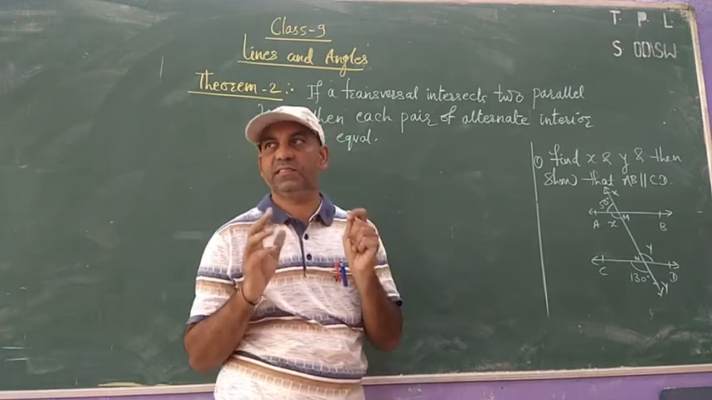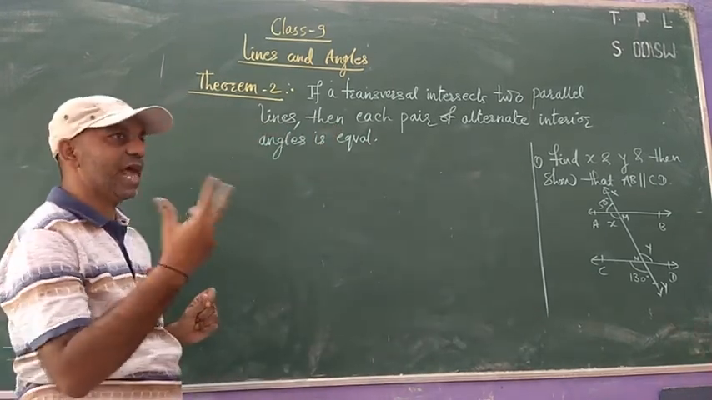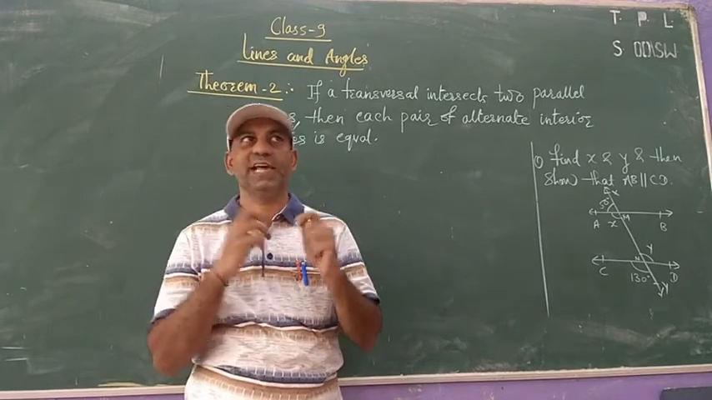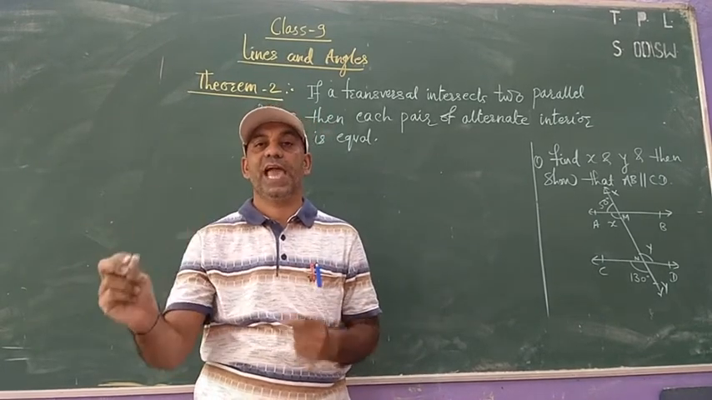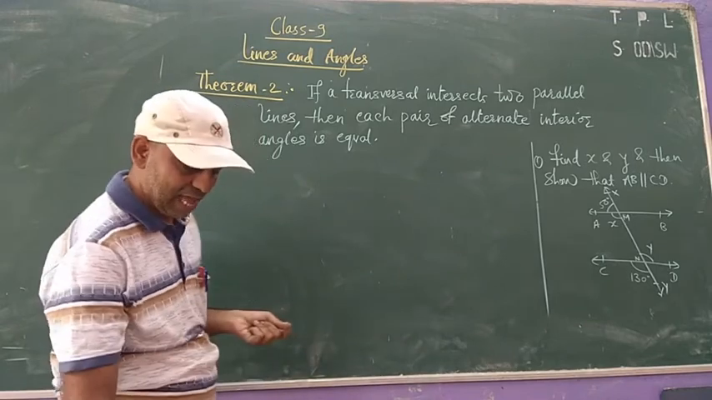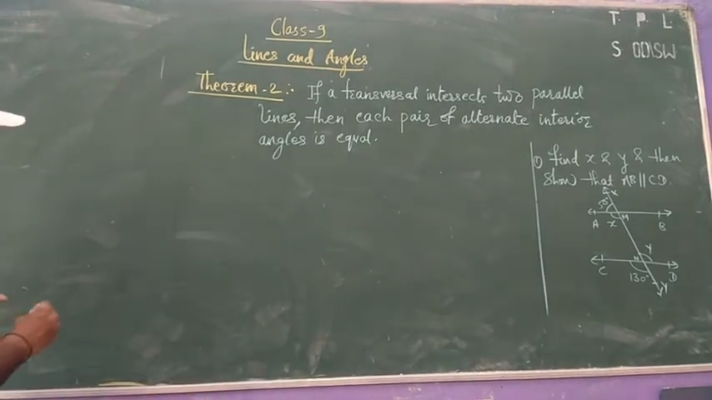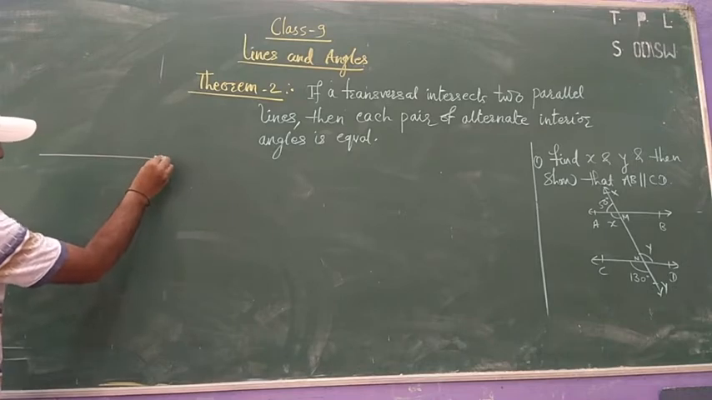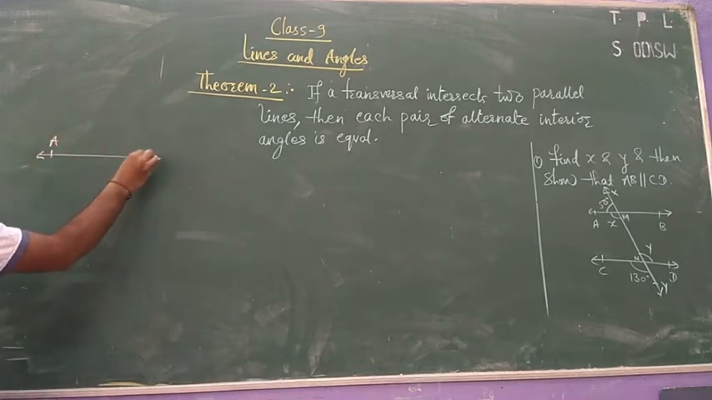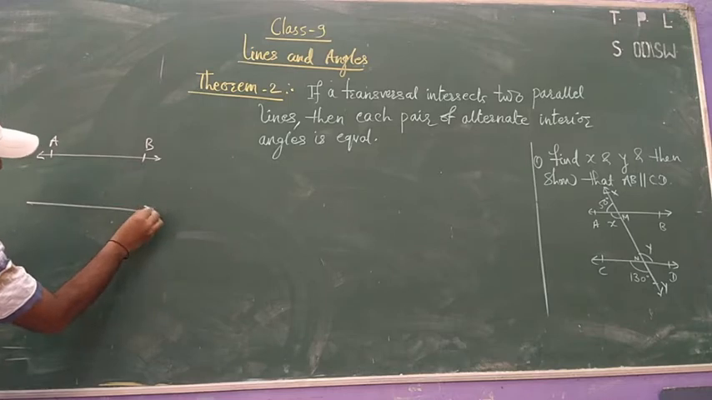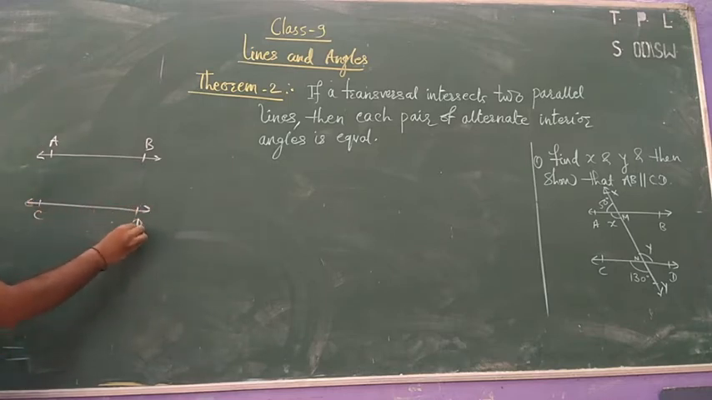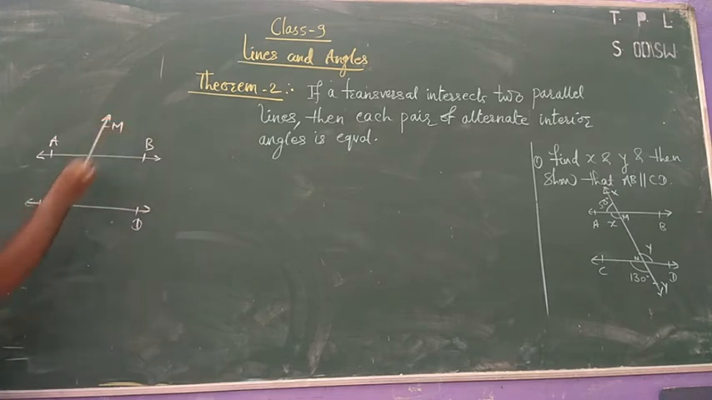So to prove this theorem, we use one axiom here, and this axiom is called the corresponding angles axiom. So what is the corresponding angles axiom? Suppose line AB is parallel to line CD. Okay, and this MN transversal intersects these two parallel lines at Z and W.